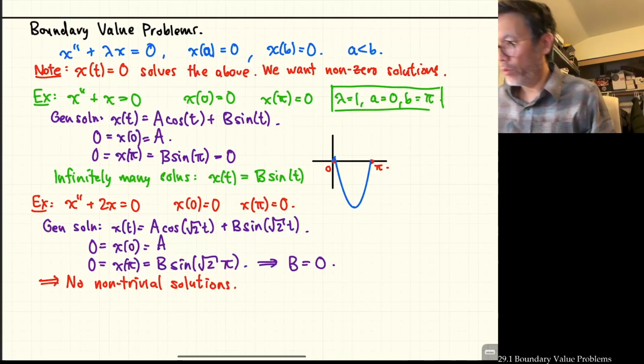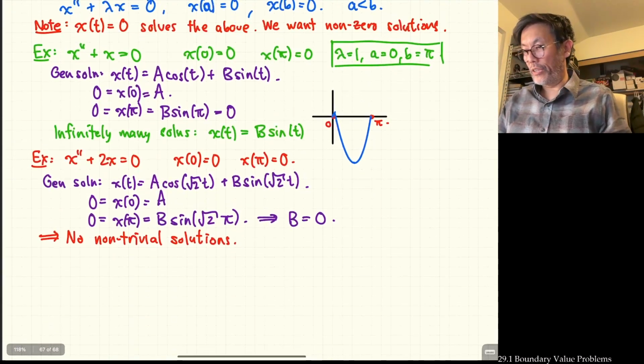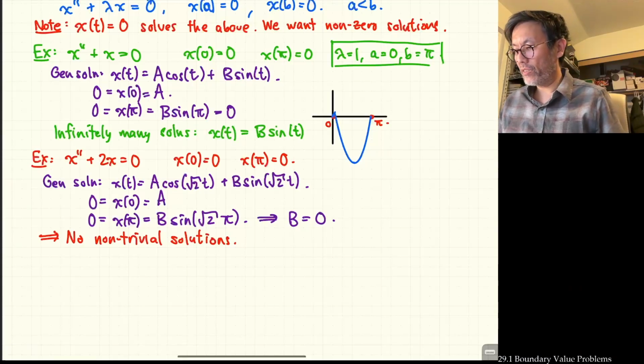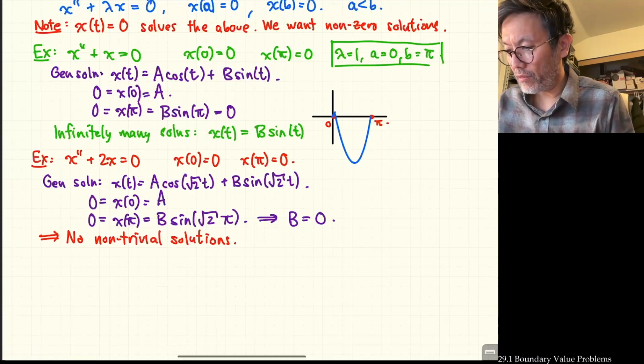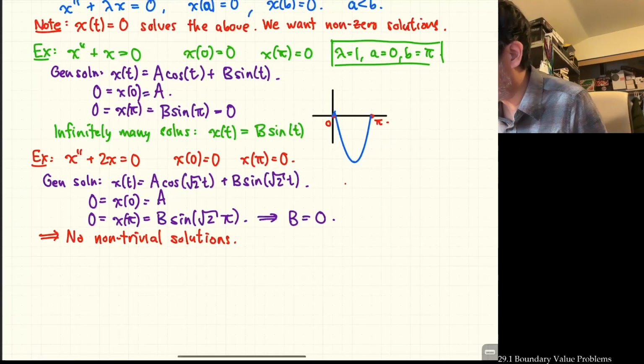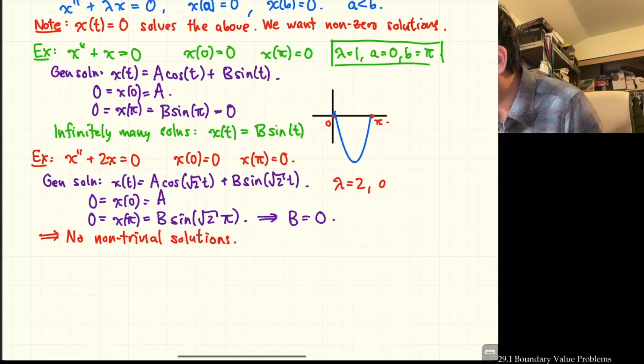Okay, so there's a difference here between these two problems. What's the difference? Well, notice, maybe I'll show you the specifications of this. For this problem, what is lambda? Lambda here is 2. What is a? Still 0. What is b? Still 0.